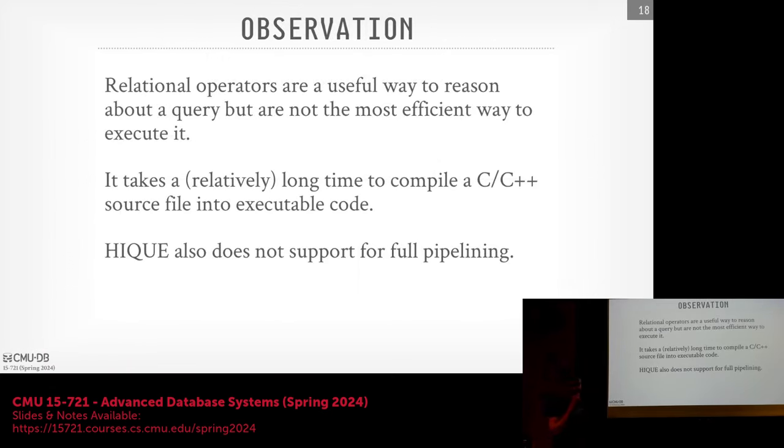Okay. So, as I said, again, the relational operators are a great way to reason about queries. And we have these composable query plans. We can move operators around anywhere we want and not worry about what's feeding into what because they're just sending tuples. But that's going to be problematic when it comes time to execute it if we do a literal translation of the relational algebra query plan into C++ or whatever you want to compile into. That may not always be the most efficient way to do this. And as I said, there was a long compilation cost in C++. And in the case of Haiku, they were not supporting full pipelining. They were still processing one tuple at a time from one operator to the next.